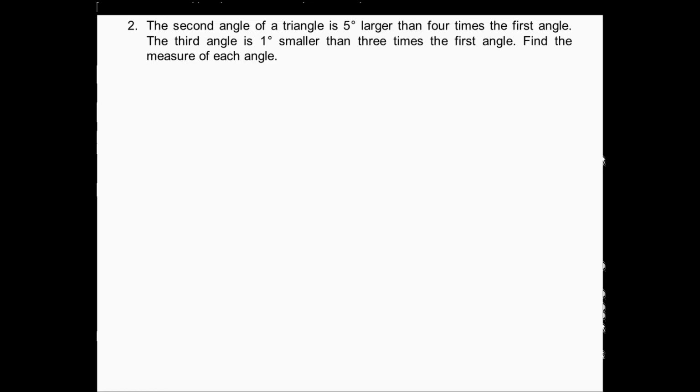Now remember, the first time you're reading it, you just want to see who's mentioned second in the problem. That's going to be x. So let's see. The second angle of a triangle is the first angle. Okay, the first angle is mentioned second. So x is the first angle since it was mentioned second. Now looking at that sentence again, the second angle is 5 degrees larger than 4 times the first. So 5 larger than 4 times x: 4x plus 5. That's the second angle.